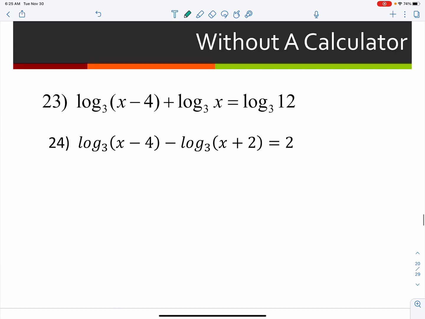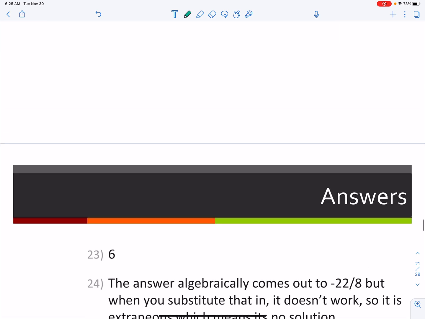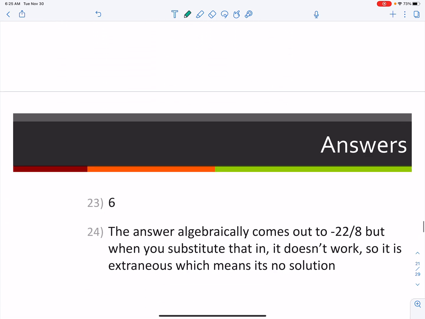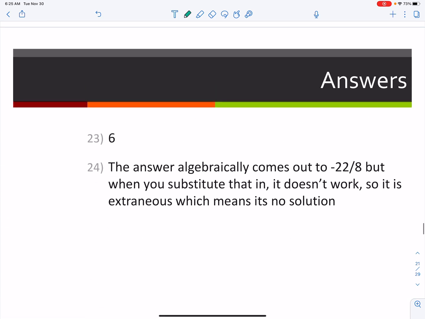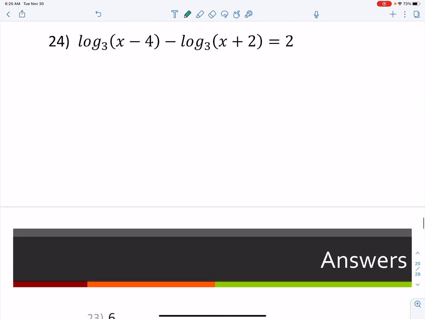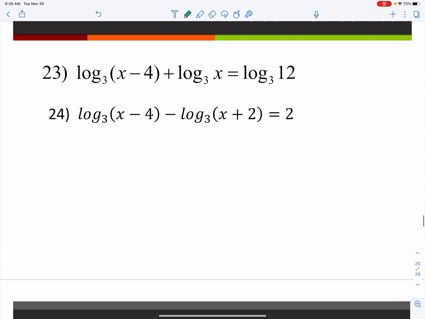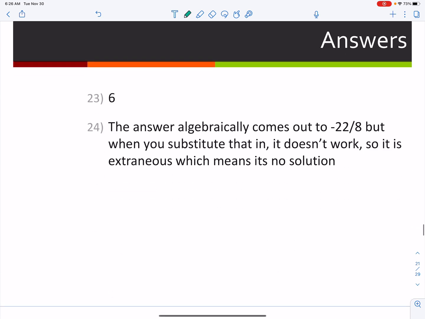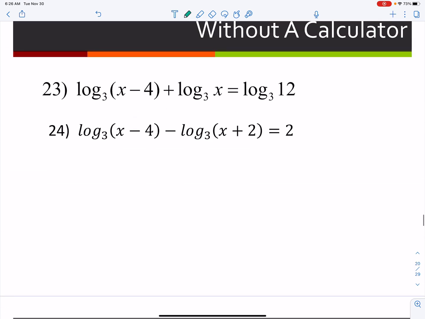All right, okay. Without a calculator, you're gonna do these two, and then I will show you the answers, and I will go over them if you need them, and hopefully not make a mistake. So pause. Okay, here are those answers. Yep, number 23, the answer is 6. And number 24, it does come out to negative 22/8, but it doesn't work. So that one has no solution. So my extraneous solution is a negative 22/8, okay?